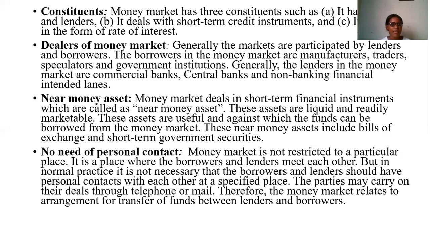All right, number four characteristic is no need of personal contact. So like I explained from the definition of the money market, it doesn't necessarily have to be a physical place where the lenders and the borrowers should meet to transact, because it can also be done through the internet. So money market is not restricted to a particular place. It is a place where the borrowers and lenders meet each other.